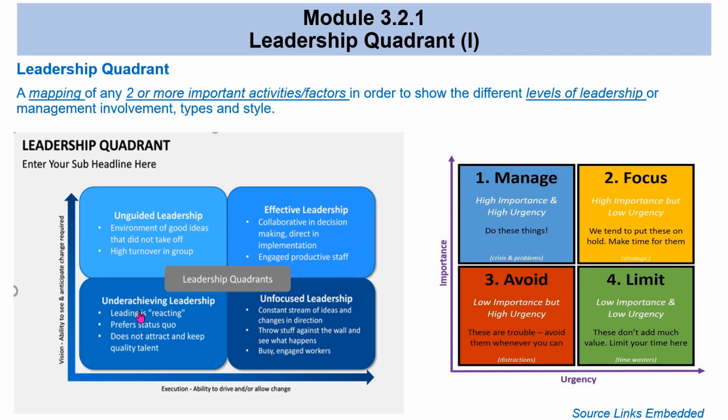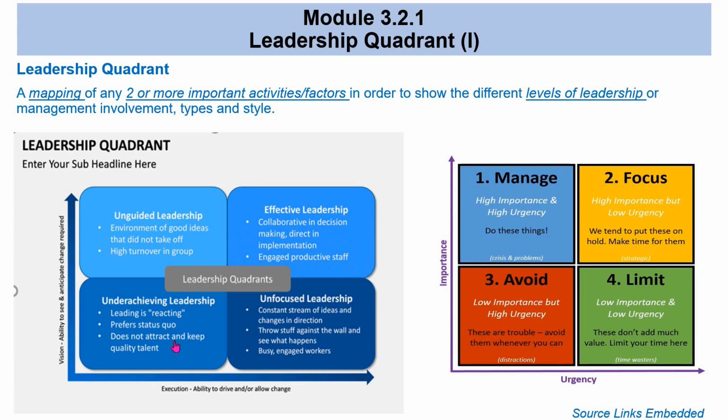And of course, when you say quadrant, or some people say four quadrant, it means there will be four things appearing to show you where we fall. So a leader with low vision and low execution ability is an underachieving leader, which means the leadership is only reacting and prefers a status quo and does not really attract and keep quality talent.